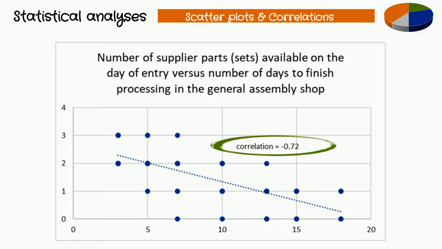Correlation is a calculated metric that varies between +1 and -1 and measures the tendency of two quantities to move together, whether in the same direction or in the opposite direction. Since lower number of supplied parts causes delays resulting in a higher number of processing days in the general assembly shop, the correlation between these quantities is negative. Correlation, though, does not automatically imply causality, and we shall look into this in more details in future sessions.